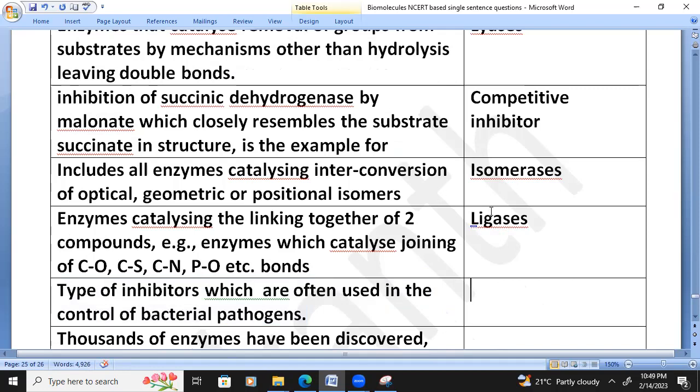The type of inhibitor which is often used in the control of bacterial pathogens is the competitive inhibitor.